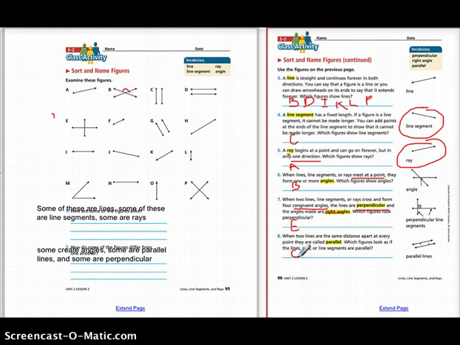Which other ones are parallel? Two lines the same distance apart. There are 3 of them. I gave you 1.